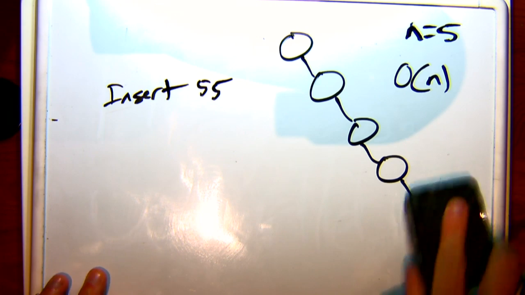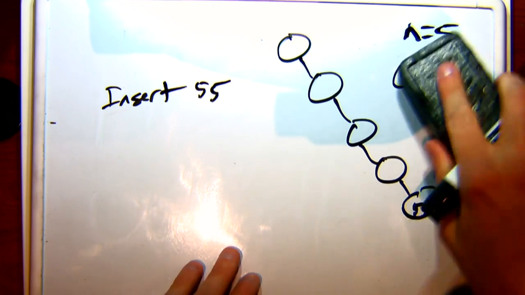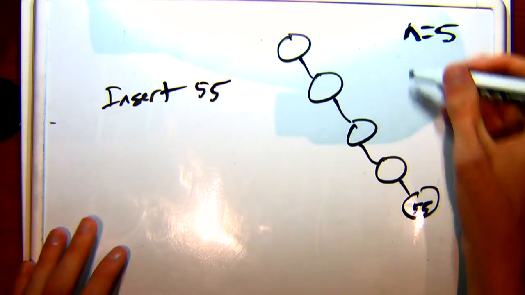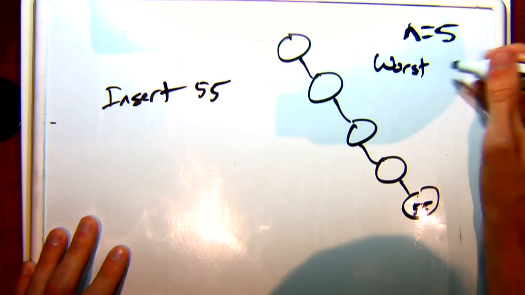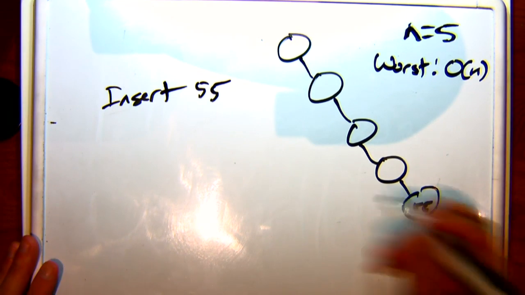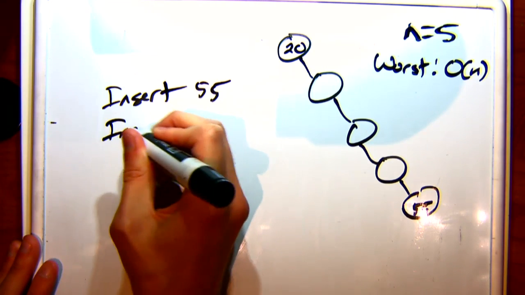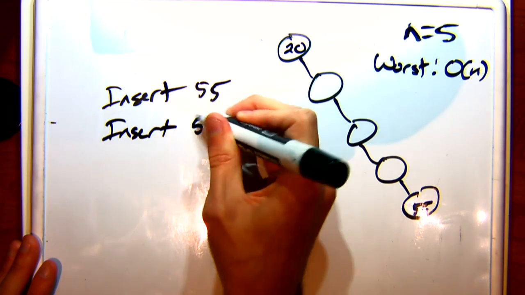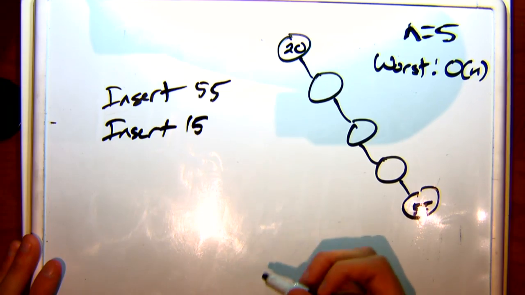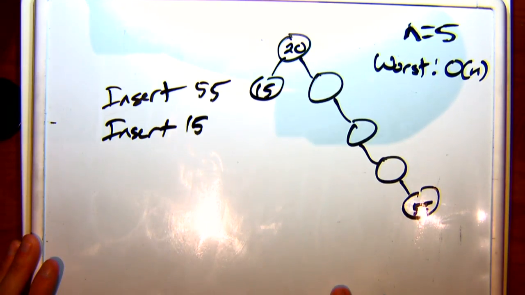However, with this same tree, we could say that we want to insert something that's less than this, and that's an order 1 operation, because all we have to do is go to the left of this and insert there.